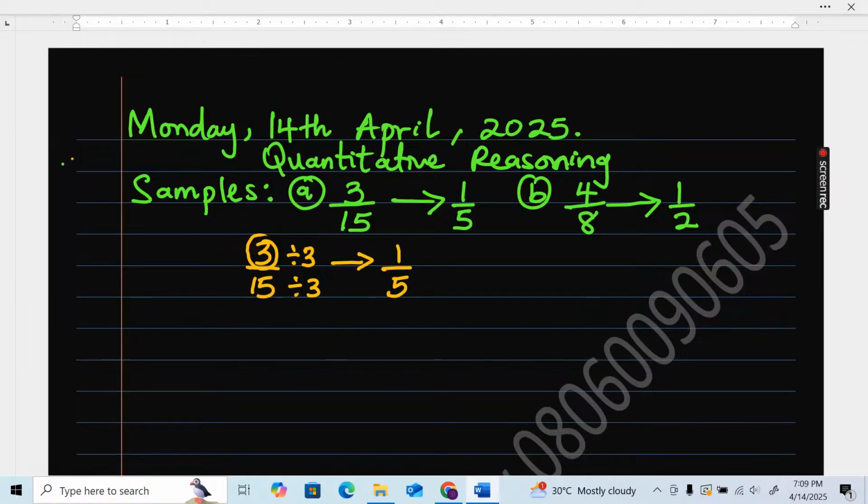All right, so I believe you understand how we got 1 over 5. All right, so now let's look at sample B. The same thing, 4 over 8. The fraction was divided by the numerator, that is divided by 4, and the denominator divided by 4. So that will give us 1 over 2. 4 divided by 4 is 1. 8 divided by 4 is 2.